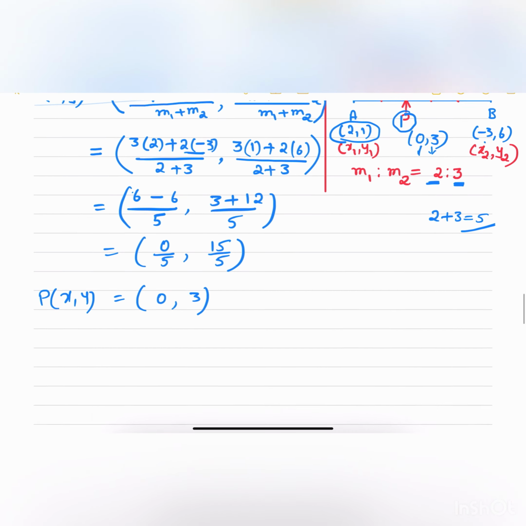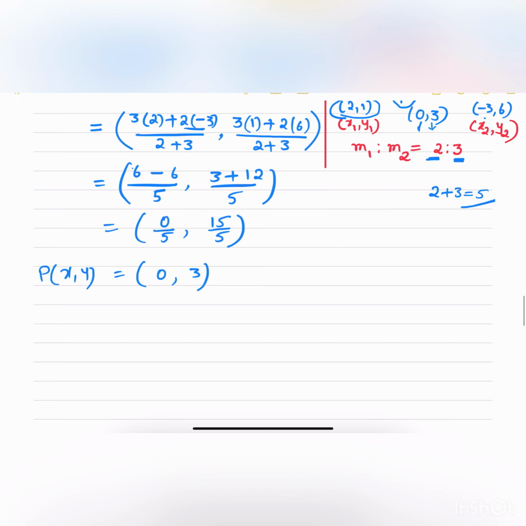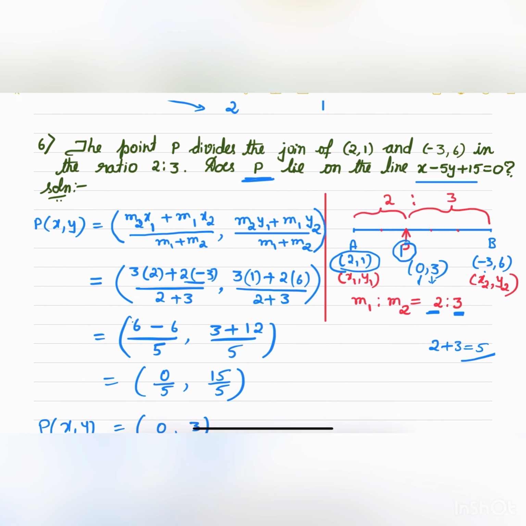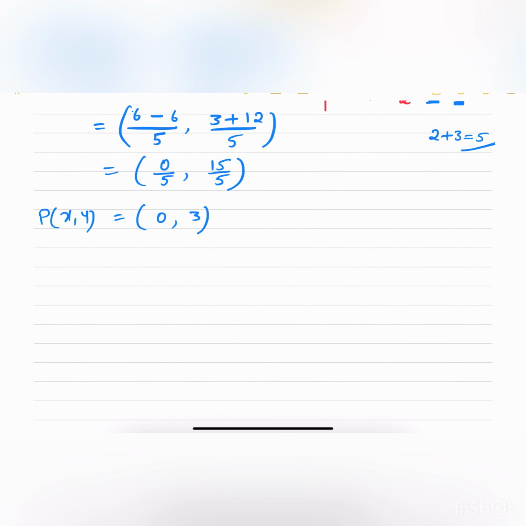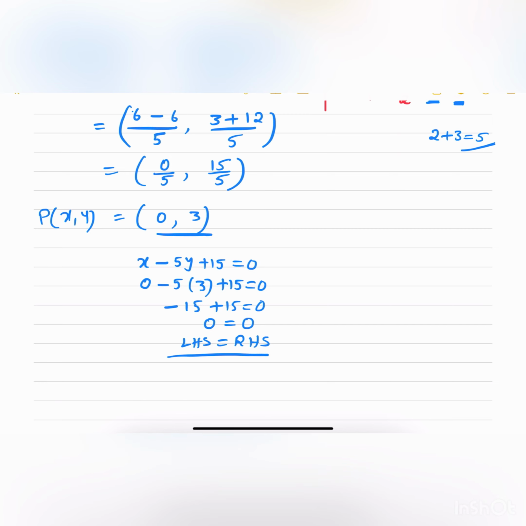And we have to check whether it is dividing in the ratio 2:3, whether this point lies on the line x minus 5y plus 15. So for that, as we have done in the earlier cases, we will take the equation x minus 5y plus 15 equal to 0 and substitute these values. x is 0 minus 5 into 3 plus 15 equal to 0, and this is minus 15 plus 15 equal to 0, hence 0 equal to 0. So LHS is equal to RHS. That means this point lies on the given line x minus 5y plus 15.